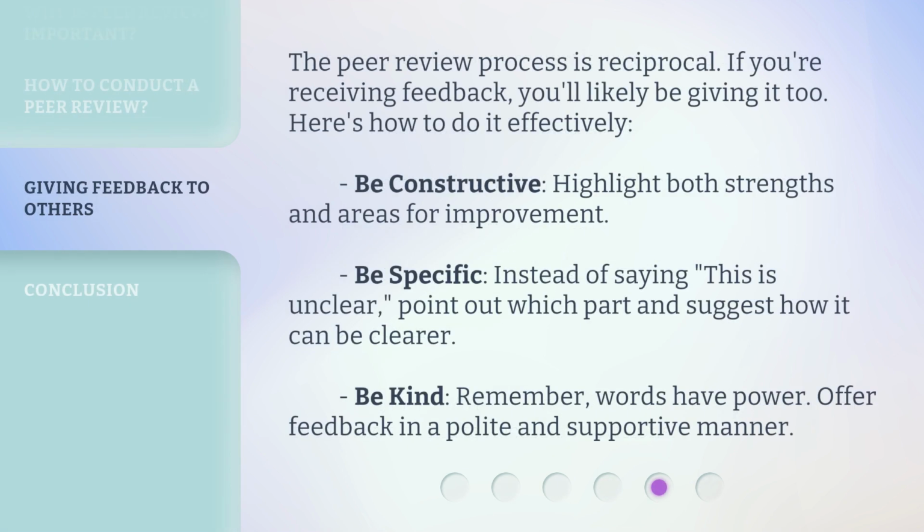The peer review process is reciprocal. If you're receiving feedback, you'll likely be giving it too. Here's how to do it effectively. Be constructive. Highlight both strengths and areas for improvement. Be specific. Instead of saying, "This is unclear," point out which part and suggest how it can be clearer. Be kind. Remember, words have power. Offer feedback in a polite and supportive manner.